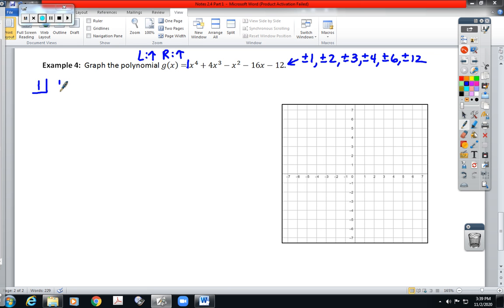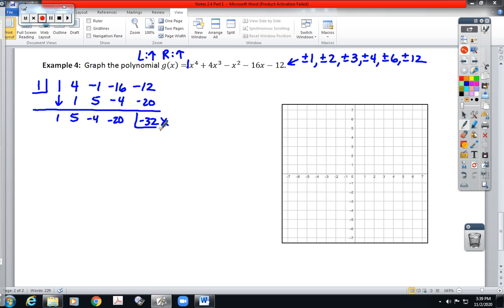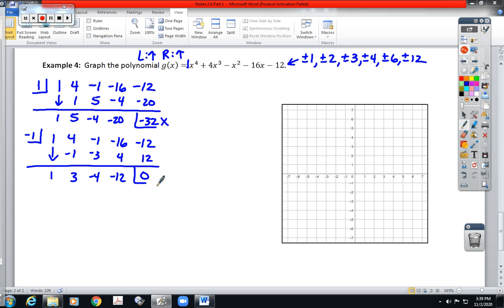So we start in at 1, and we try to find a 0. So here we go. 1 comes down, 1 times 1 is 1, that's 5. 5 times 1 is 5, that's negative 4. It's negative 4, add down is negative 20. That is not going to work out for us. That is negative 32, that's not 0. So we go on to negative 1. 1, 4, negative 1, negative 16, negative 12. Here we go. 1 comes down, negative 1 is 3. Negative 3 is negative 4. Positive 4 is negative 12. There we go. That one works.